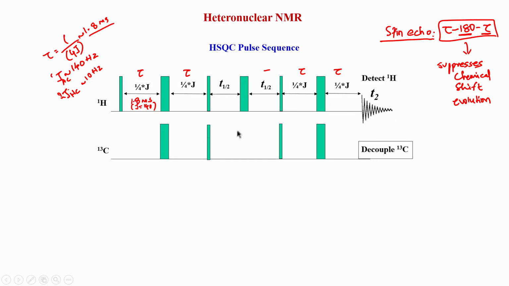So, what we will do in the next class is continue with this and we will see how the carbon evolution takes place and what is this reverse INEPT concept which I showed you, and then take it up to the next experiment HMQC, which also has similar elements. So, we will see that in the next class.